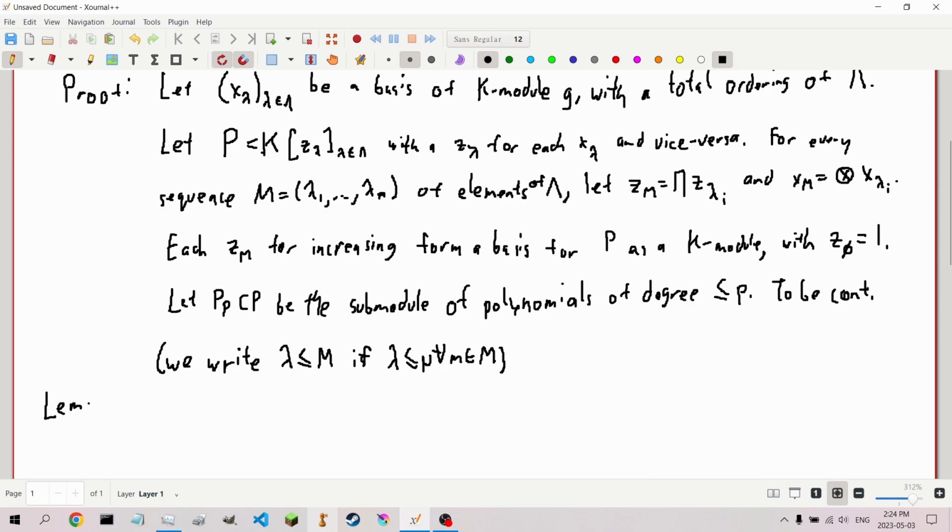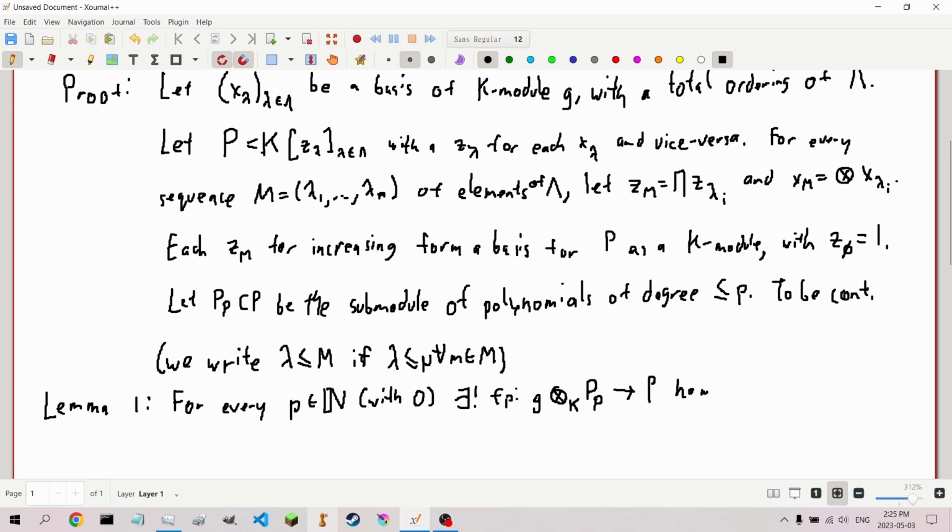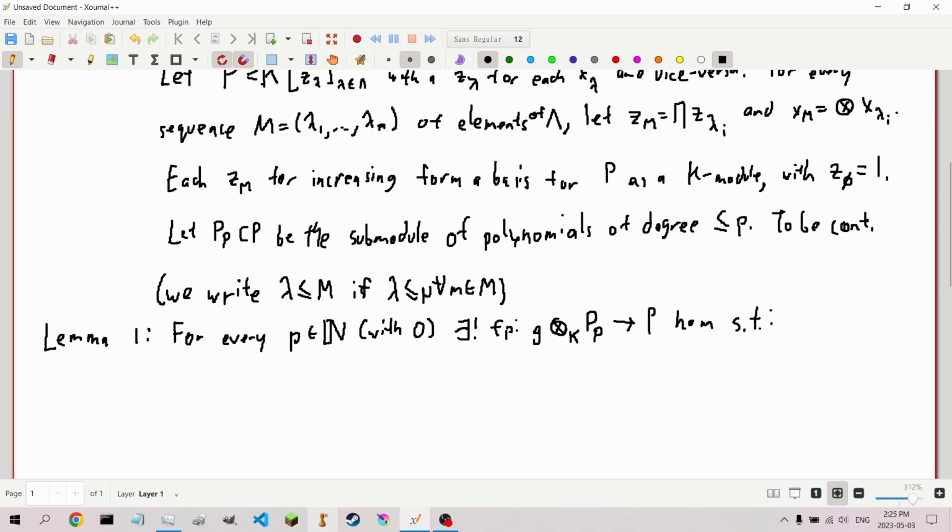So, lemma 1. For every natural p, that is natural numbers with 0, there exists a unique homomorphism Fp of the K-module, the K-tensor product of G with the polynomials of degree p, into P as a K-module, such that it satisfies some conditions. First condition we're going to call AP.